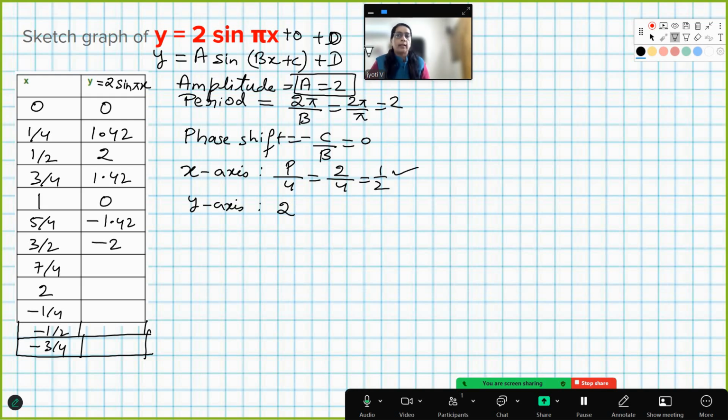7 pi by 4 means 315. In the fourth quadrant, sign is negative. So negative 1.42. Sine 2 pi, that's 0. Negative 1/4. Here sine of negative theta is negative of sine theta. So negative pi by 4 is negative of sine pi by 4, which is negative of 1 by root 2, times 2. Okay, so we are going to get the same thing in negative. Negative 1.42. This one is negative 2. This one is negative 1.42.